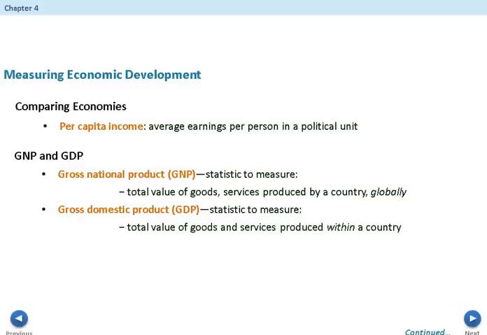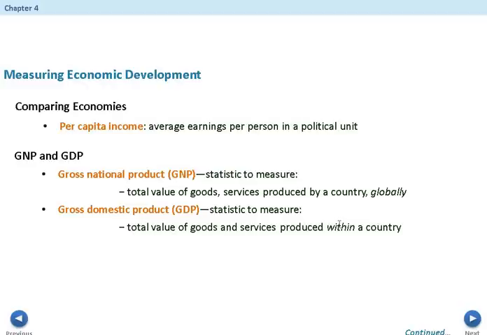Now, we also have gross national product and gross domestic product. Make sure that you get these because they are going to be important, and we're going to talk about them throughout the entire world when we start going over countries. Gross national product is a statistic to measure the total value of goods and services produced by a country globally. That is incredibly important to see globally. So, for example, in the United States, gross national product would include everything that happens inside the borders of the United States, but it would also include all of the businesses that are outside the United States.